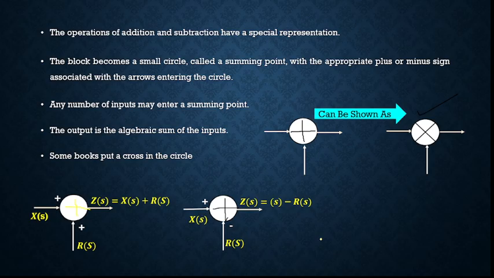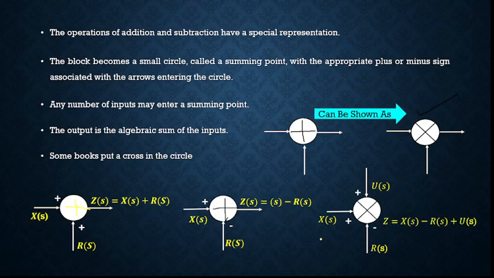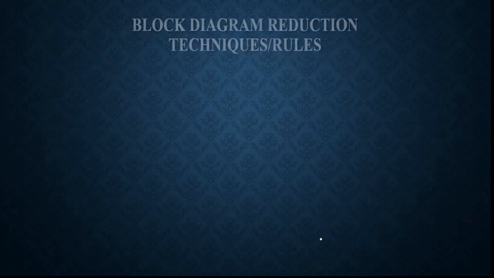So this is X of S given as input, R of S another input, U of S another input, plus minus. So this will be X of S minus R of S plus U of S. This is the output. So there are n number of inputs for the summing point.